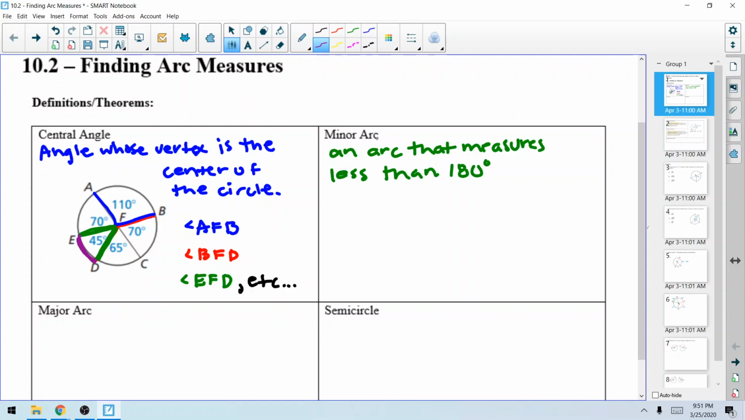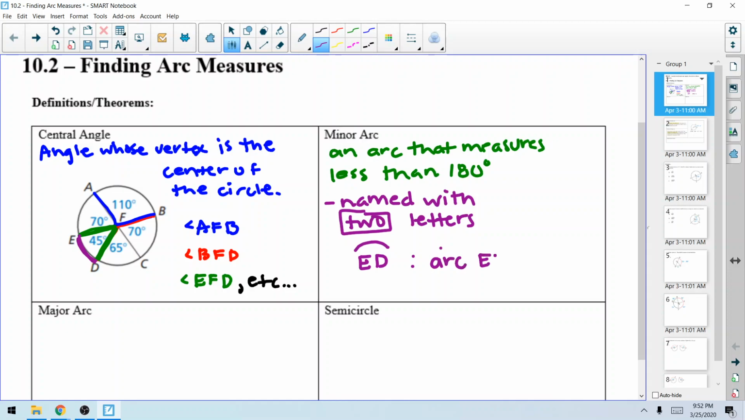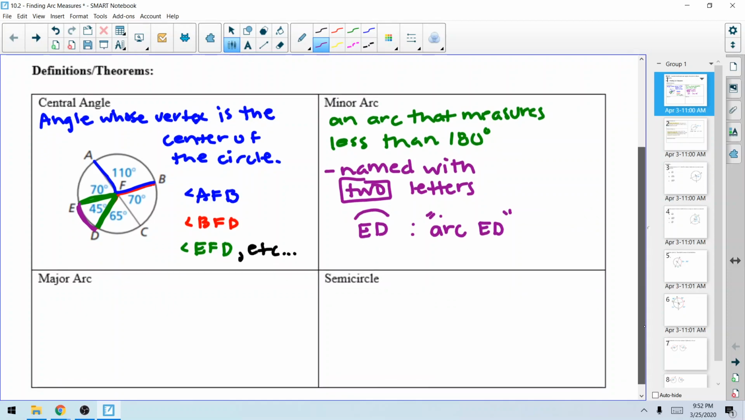Okay, so a minor arc is an arc that measures less than 180 degrees, and they are named with 2 letters. So for example, the one I outlined over there is arc ED, and the way you denote an arc is you put a little arc over it. And that is read as arc ED. And there's a lot of other examples of arcs on there. I'm just going to go with the one for now.